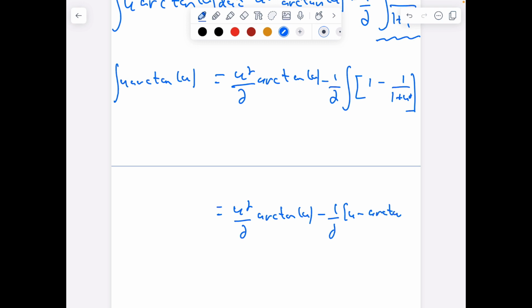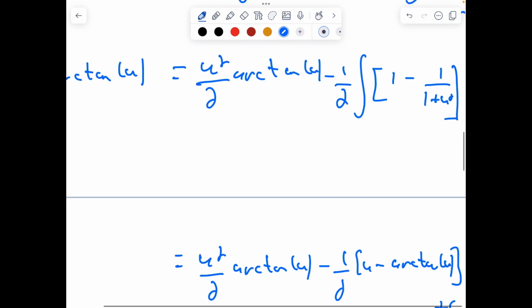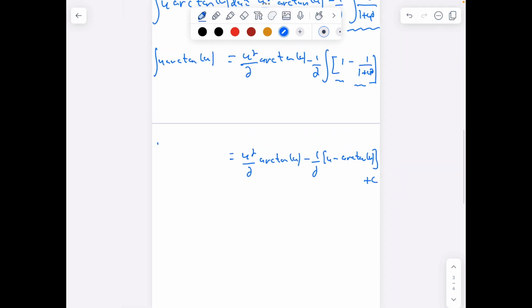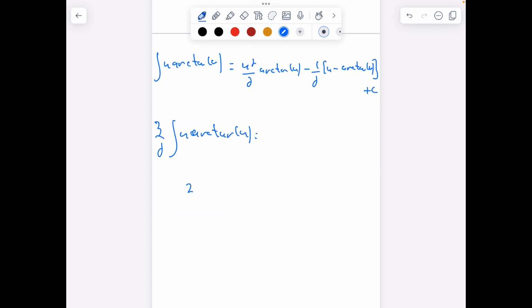Okay, so plus a constant. That's what the antiderivative of 1 is and of 1 over 1 plus u squared. So all of that is equal to the integral of u arctan of u, and 3/2 of that is really what I was trying to integrate. So basically, you would just multiply everything by 3/2 in your answer.